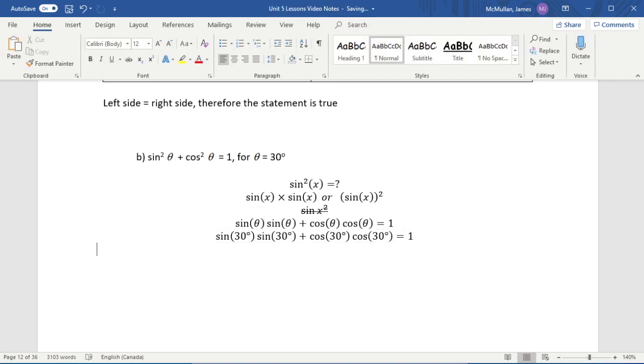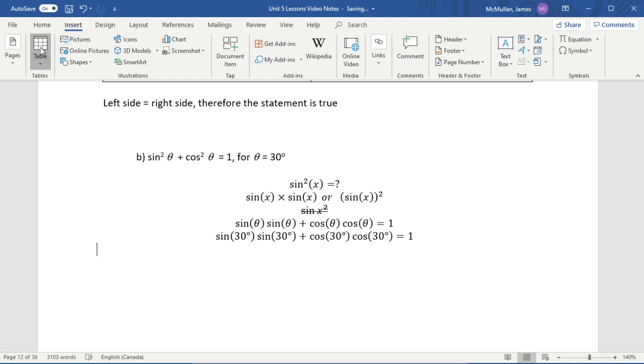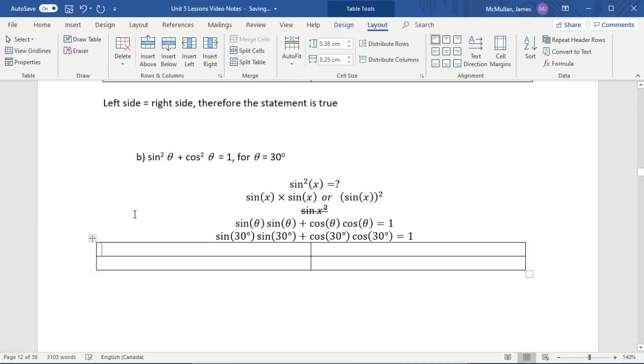Okay? Now again, technically what we should do here is we should be splitting it up into a left side and a right side. So left side, right side. Let's just fix up what I've done here. So on the right side I have 1. And there's really nothing I can do with 1.